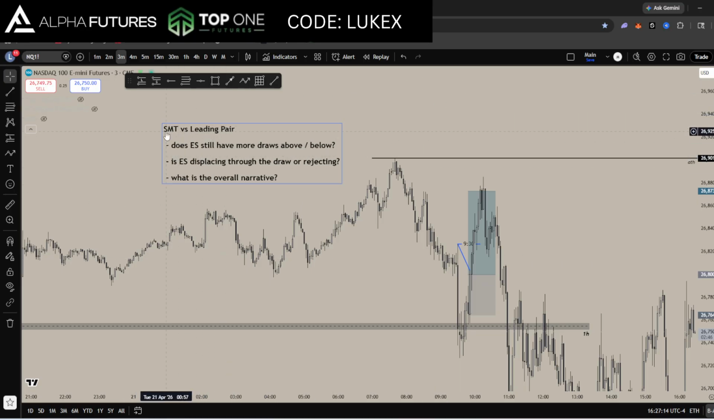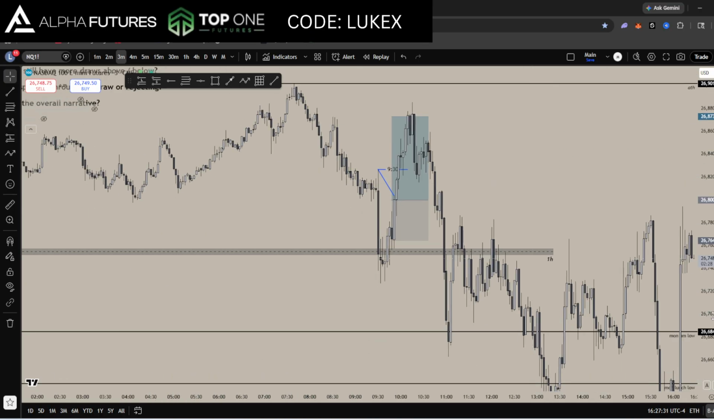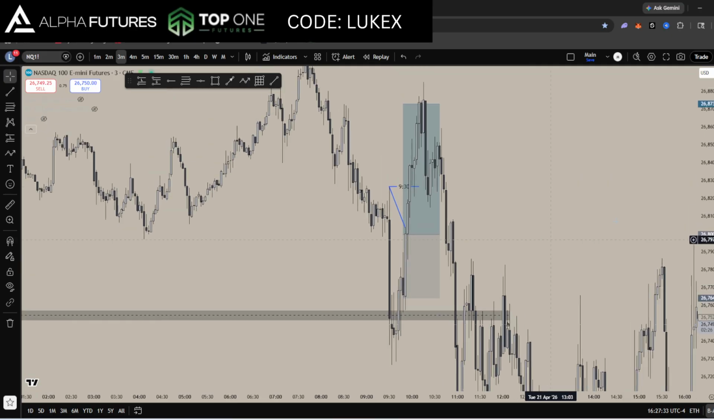This is the criteria you want to know if it's an SMT or a leading pair or a lagging pair, right? So what you want to know is, does ES still have more draws above or below? Is ES displacing through the draw or rejecting it? And then what is the overall narrative of the market? Okay, so I'm going to run through this trade really quick to pull this back so you guys understand what I'm saying.